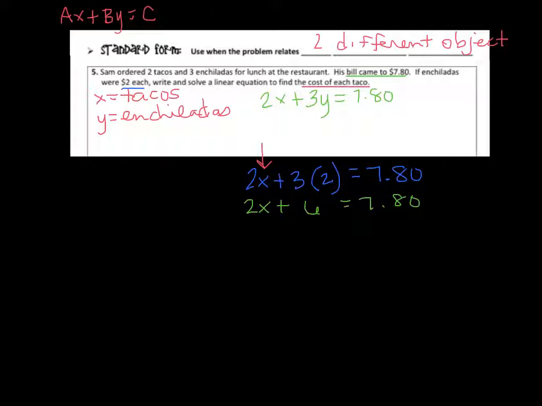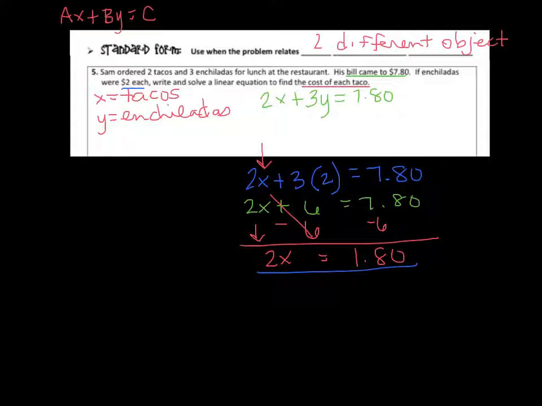The next thing I'm going to do is subtract 6 from both sides. So whenever I do that, I'm going to bring down my 2x. These are going to cancel, and then I have $1.80. Then the opposite of multiplying by 2 is to divide by 2. And whenever I do that, I'm going to find that x is equal to 0.9.